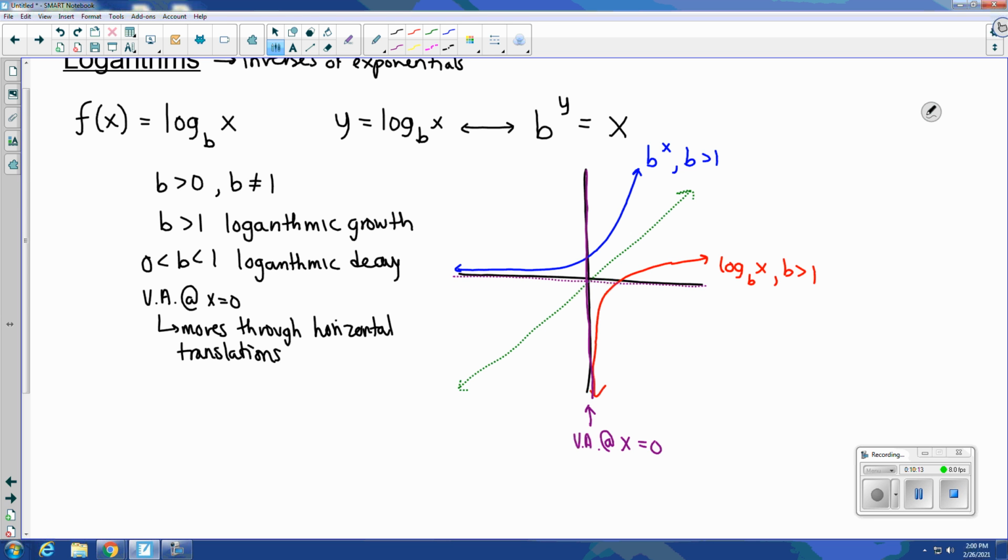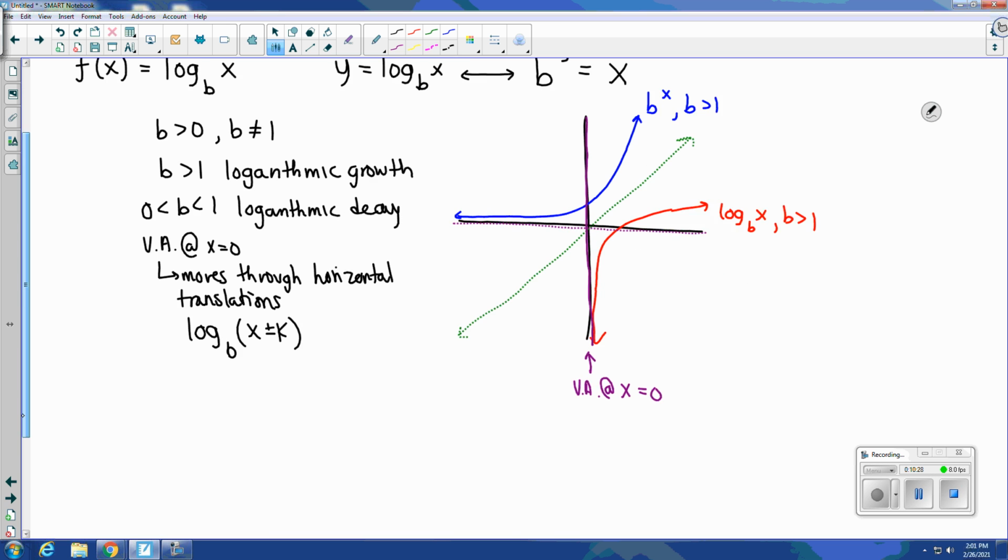So how do we identify horizontal translations with a logarithm? We're going to have log base b of x, plus or minus some value k in there. That will indicate whether you're moving left or right. So you want to be on the lookout for that when identifying the vertical asymptote.